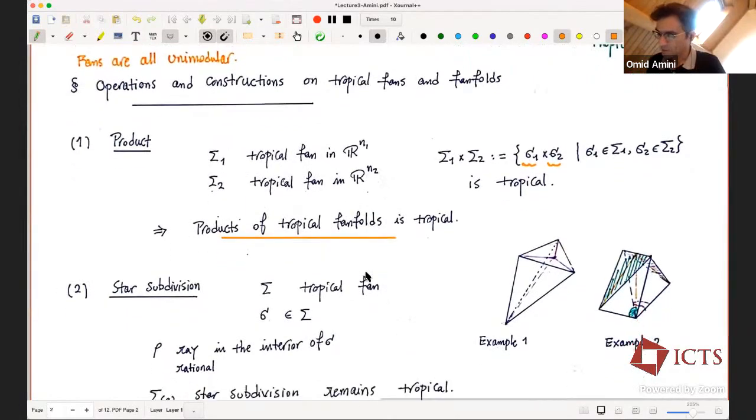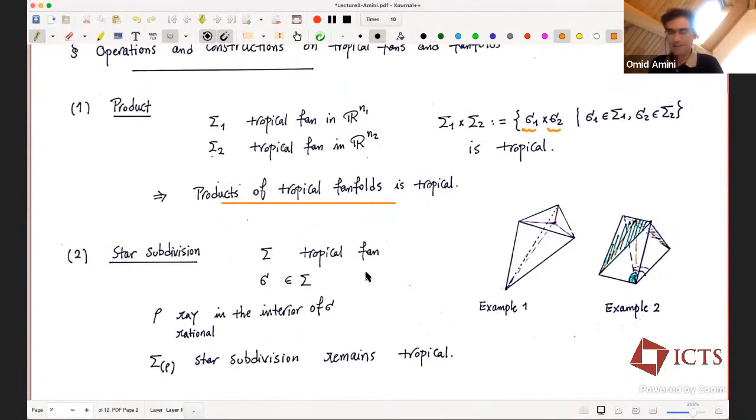The second operation is also central. It's the concept of subdivision. When you work in polyhedral geometry, with triangulations and this kind of thing, subdivision is central. In what concerns fans and tropical fans, this is also a central construction. So what is the star subdivision? It has the following form.